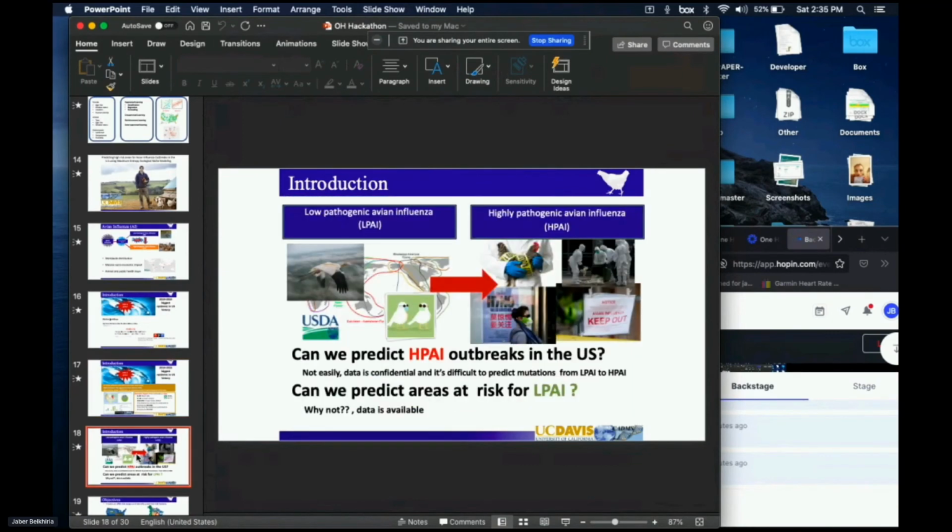And then came up the idea for my project, which was, is there a way we can predict high-path avian influenza outbreaks in the US? And really, the data on high path is very rare and scarce. So we had to think about another way, which is basically use the low path data from migratory birds and perhaps use it to predict areas where high path avian influenza outbreaks would happen.